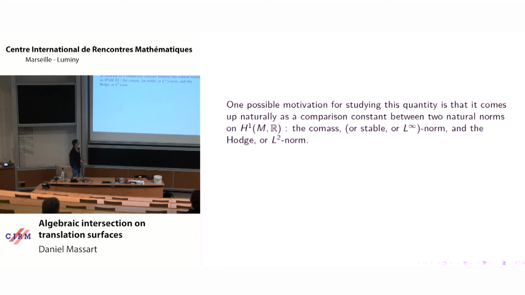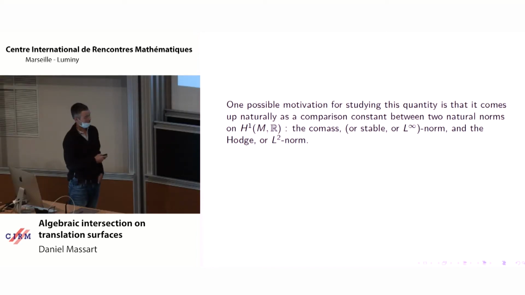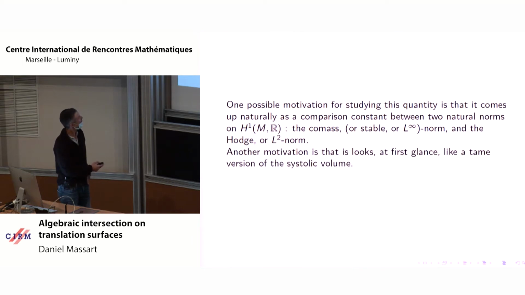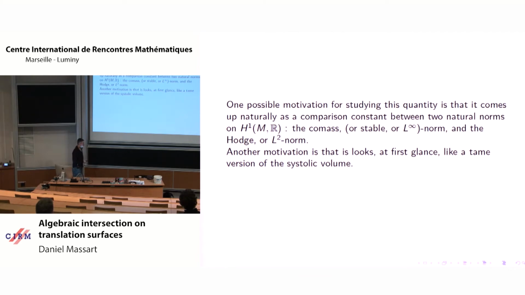By the way, this quantity doesn't really have a name. So if anybody has something to suggest, I'm open to all suggestions. Sometimes I'm going to call it Bill, which is as good a name as any. And another motivation is that it is a bit like the systolic volume, but less wide. You're going to see in a minute why.